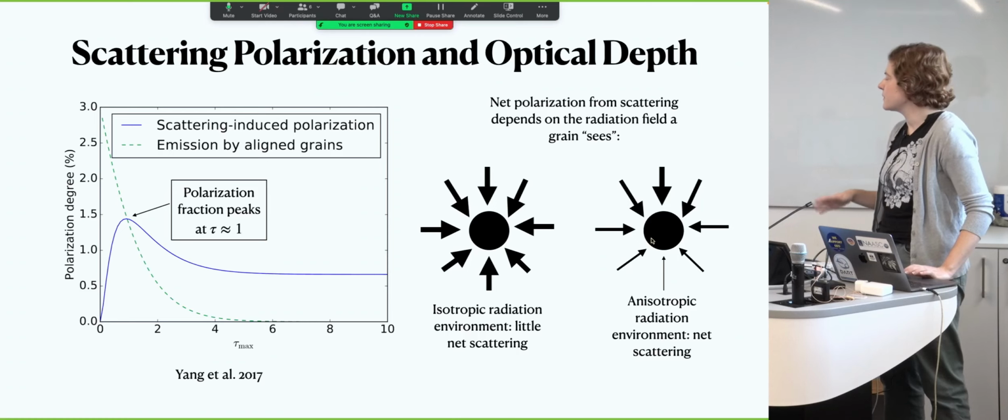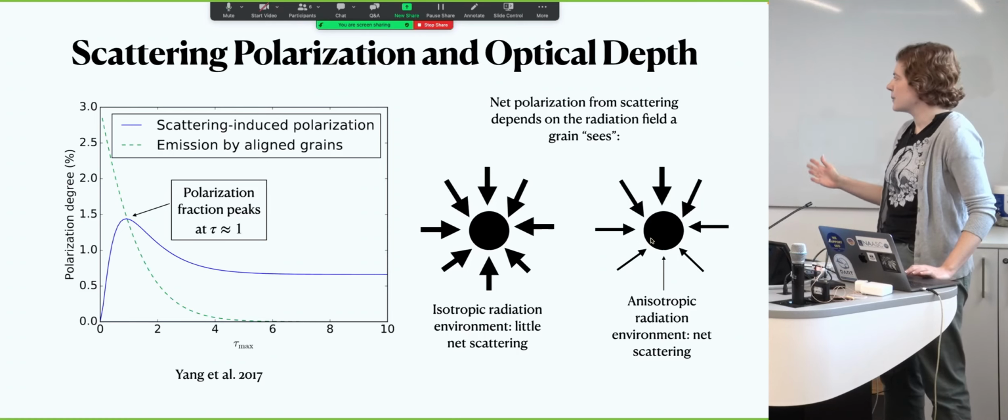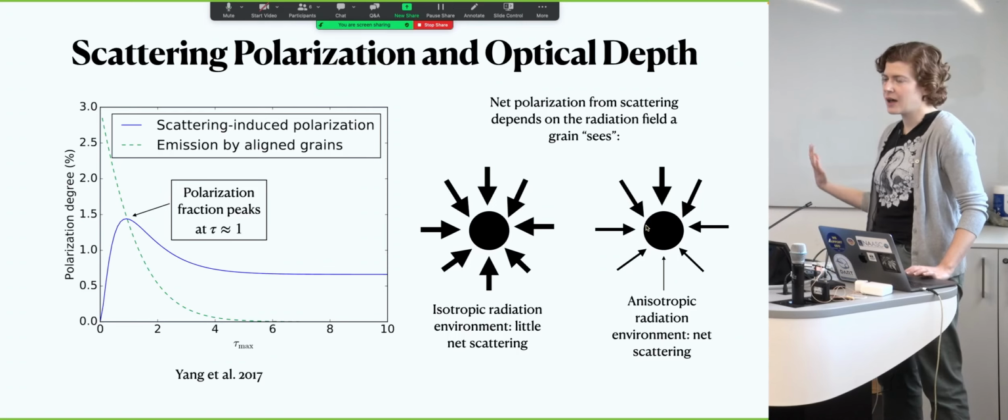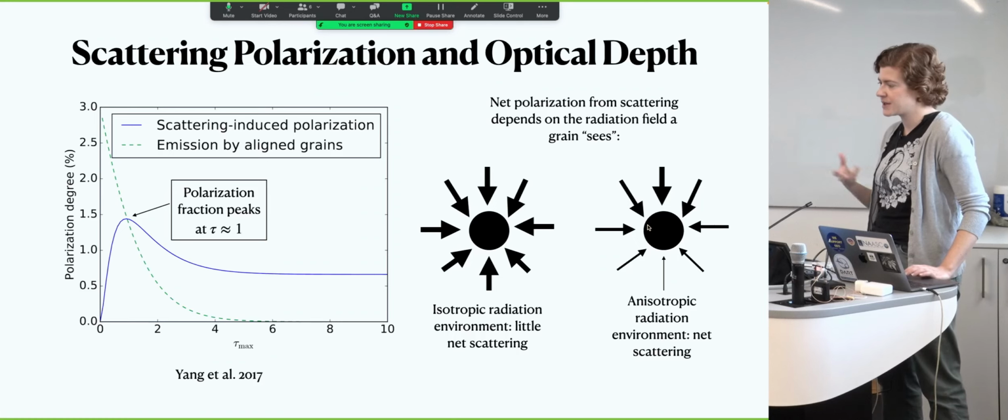On the other hand, if you've got a dust grain embedded in an anisotropic radiation environment where most of the photons coming towards it are coming from a particular direction, it's going to scatter light more in some directions than others, and you'll observe scattering polarization.